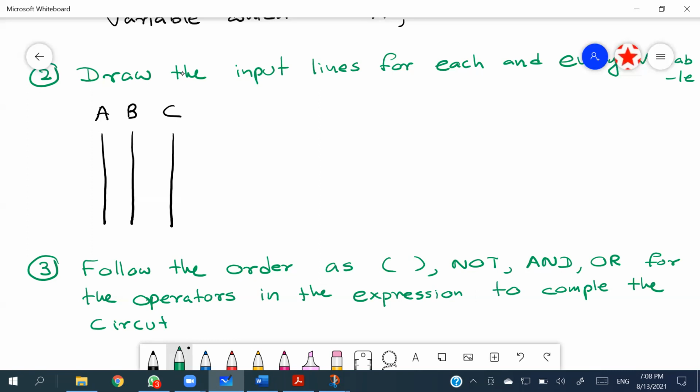Right. So what should be the order? Brackets should be treated first. Then if you've got operators inside the bracket, you should go into the bracket. Then you should see what the operators are. According to the operators, NOT is treated first, AND is treated next, and OR is treated last.